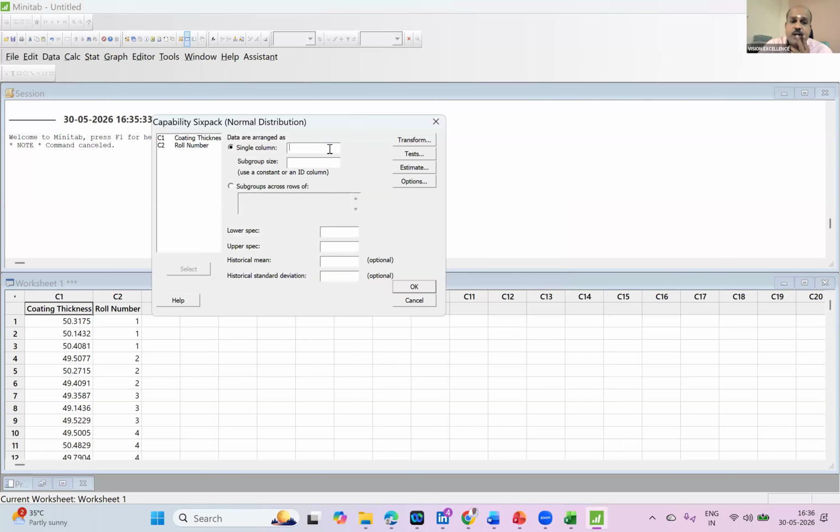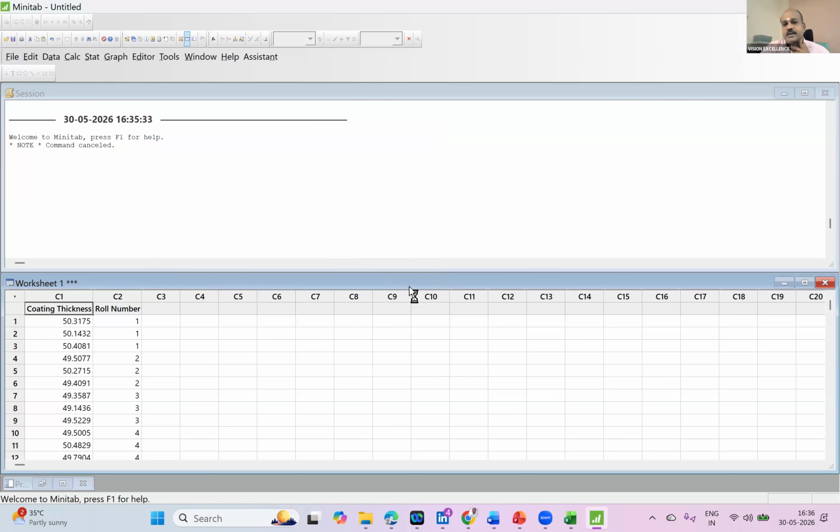Now this window is coming. Data is available in a single column. Yes, the column is C1, which is coating thickness. And subgroup size. What is the subgroup size in our data collection? 3. You can type 3. Now lower spec and upper spec. This is coating thickness. The target is 50 microns. Lower spec is 47 microns, plus or minus 3. Upper spec is 53 microns. Now I am giving OK.